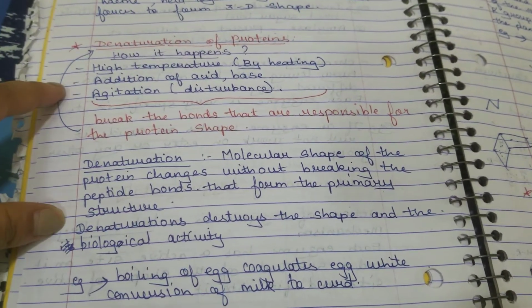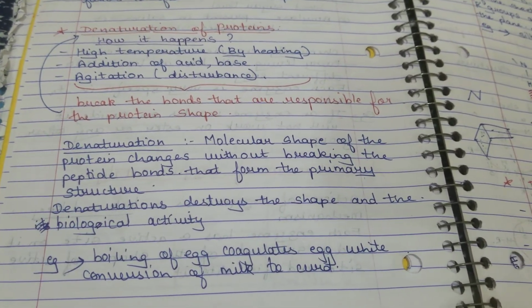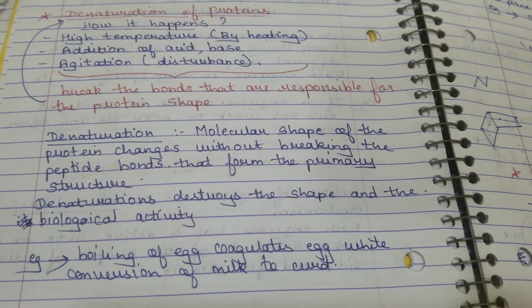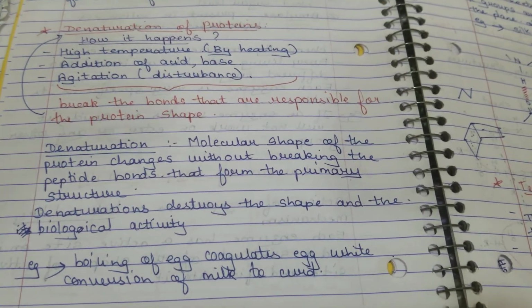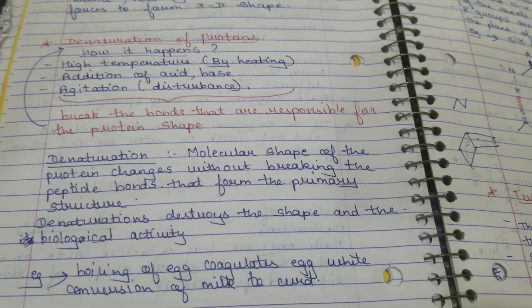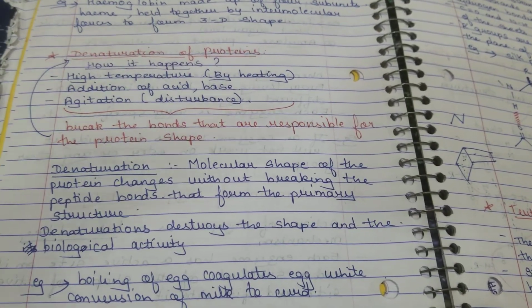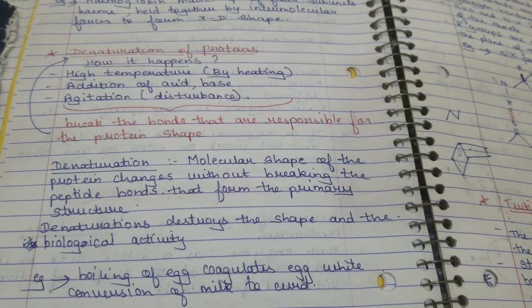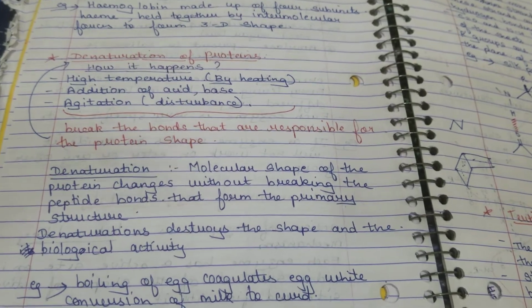Now if you don't understand this, then I have given you an example. Boiling of egg coagulates egg white. Now everyone must have seen the yolk, or the white part of the egg. If you break the egg, it is liquidy and sticky in appearance, right? And if you boil the egg, what happens? It becomes a little hard, or the better word is coagulate.